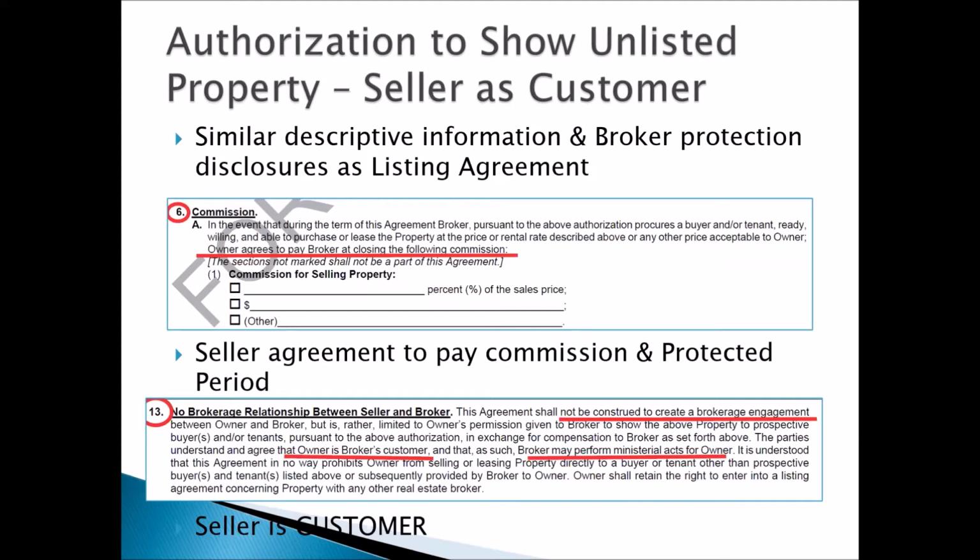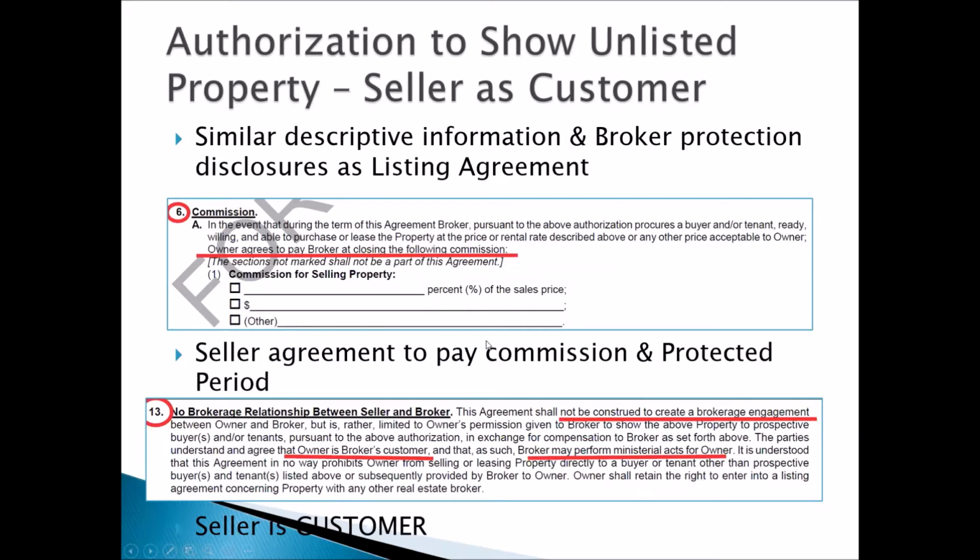Well, that might be the situation where you're going to get the deal done. You're already working with the buyer as a client by virtue of having signed the buyer brokerage agreement. In that situation, you would have the seller sign the authorization to show unlisted property, and that seller would be your client. In that agreement, it has a place to negotiate commission. In the event during the term of this agreement, the property gets sold, the owner agrees to pay the broker the commission as follows: 1% of the sale price or a flat fee.